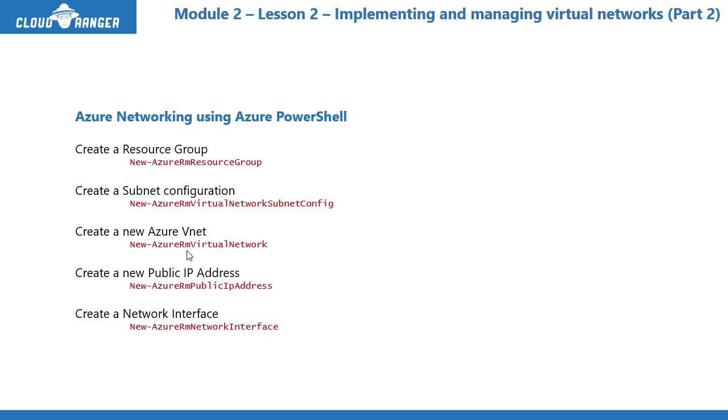Once again, RM stands for Resource Manager Virtual Network. How do you create a new public address? How do you create a new interface, network interface? They're all over here. These are just the commandlets you sort of have to remember.